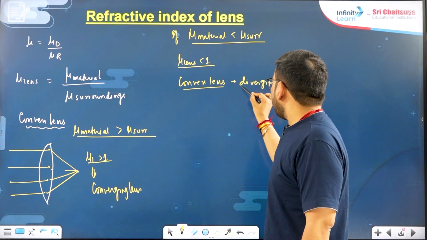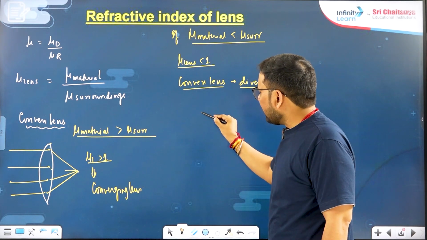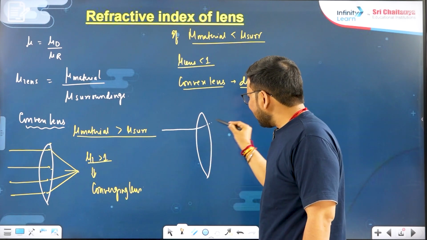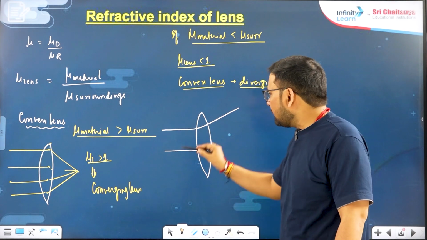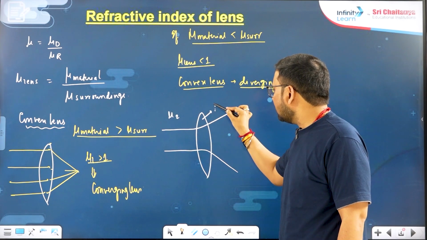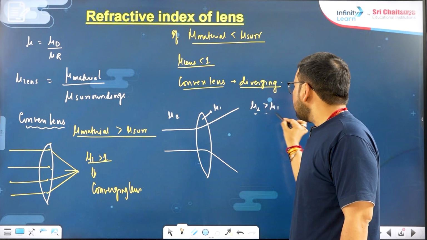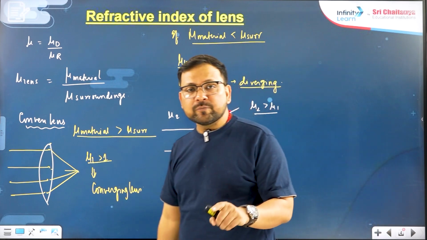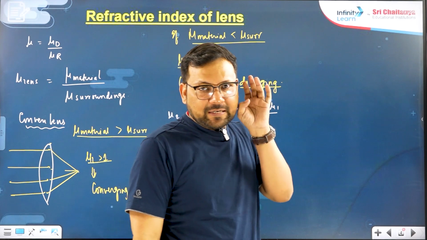Many times in PYQs of JEE and NEET, you might see this kind of question where they simply give you the diagram to pick. It is going like this. Is that the correct one? Is this diagram the correct one? I will give mu 2 outside and mu 1 inside, and I am saying mu 2 is greater than mu 1, the surrounding mu is more, then this diagram is right. Convex becomes diverging.